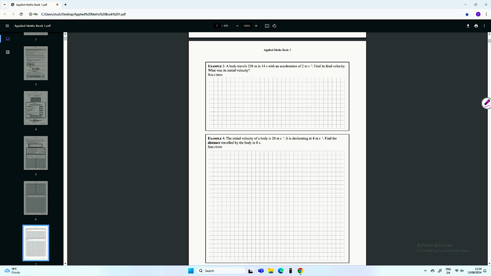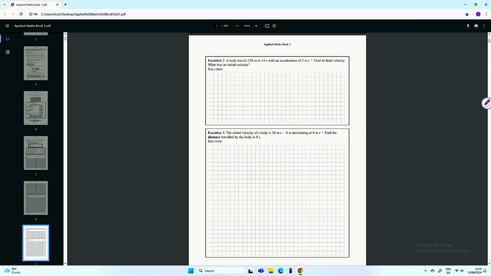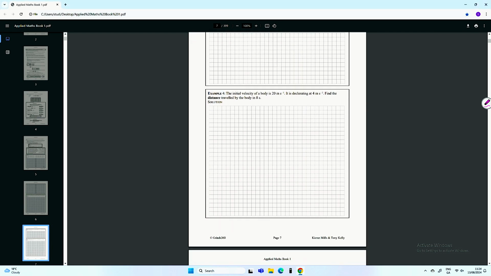Let's go on to example 4 in your notes. Example 4 is telling me that the initial velocity of a body is 20 meters per second. It is decelerating at 4 meters per second squared. Find, and in bold they put, the distance. So we're going to make a very important point in this particular problem. Travelled by the body in 8 seconds. So let me look at this very important question in great detail.